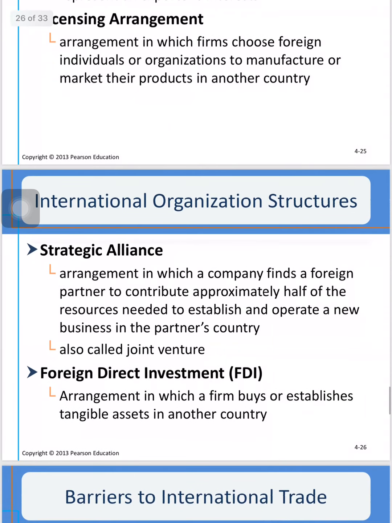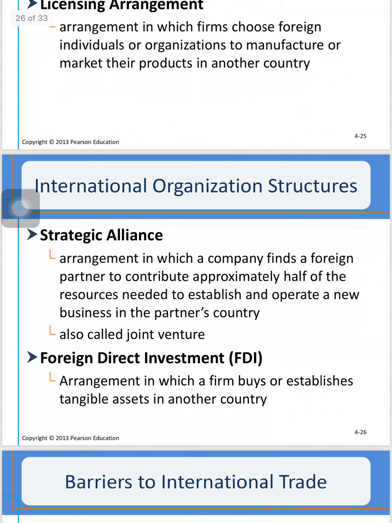And then next is strategic alliance, which is an arrangement in which a company finds a foreign partner to contribute approximately half of the resources needed to establish and operate a new business in the partner country. It's called a joint venture. Okay, it seems like a joint venture.